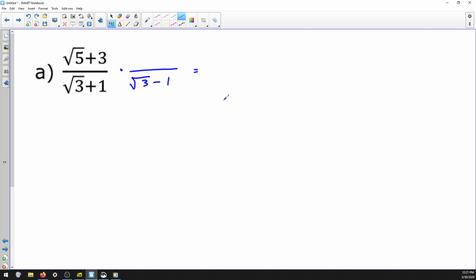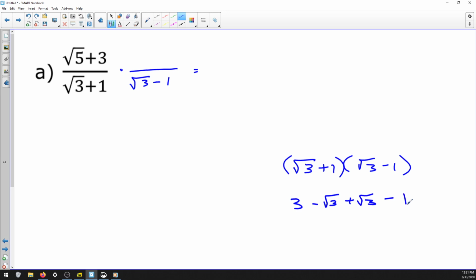So I'm not going to even write anything else. I'm just going to simplify this. Okay, again, we'll do a little bit of work off to the side. I can do it down here. Root 3 plus 1, okay, times root 3 minus 1, okay? If I multiply all this out, here's what I get. Root 3 times root 3 is root 9, which I'm just going to write as 3. Root 3 times negative 1 is negative root 3, okay? 1 times root 3 would be plus root 3, okay? And then 1 times negative 1 would be negative 1, okay?